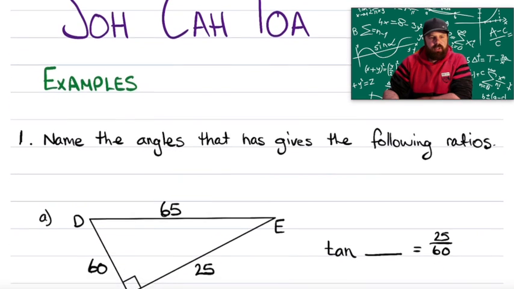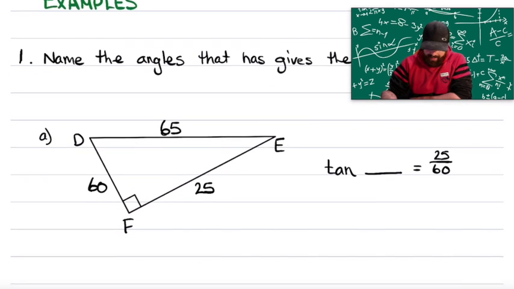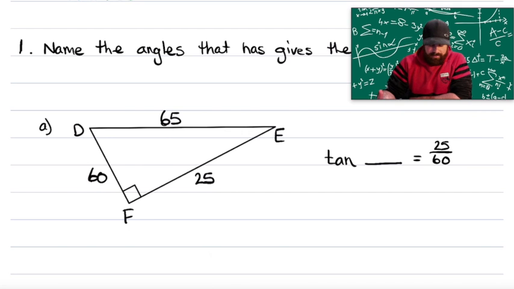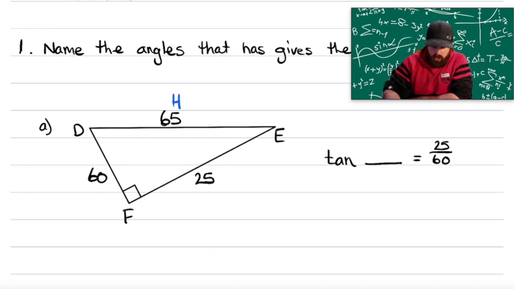Some examples here. So the first example here, we need to name the angle that gives the following ratios. All right, so let's take our time and identify some of the information. So the first thing I would like you to do is let's just label our hypotenuse. We know which one's going to be our hypotenuse because it's always opposite our right angle. Now, we don't have the reference angle. We've been asked to find it. Name the angle, name the reference angle.